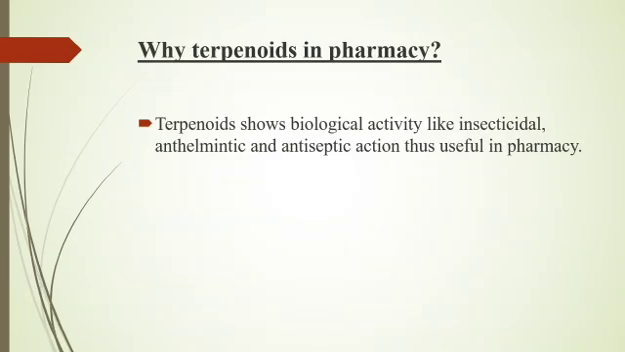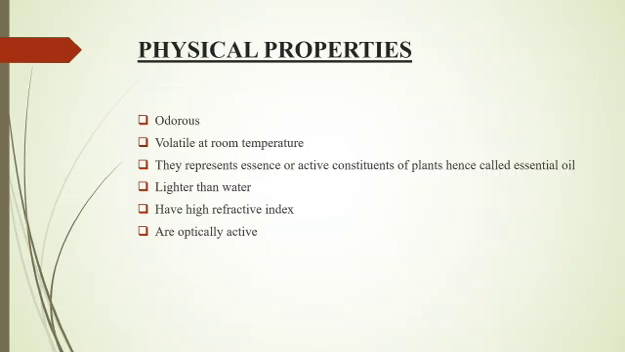Why terpenoids in pharmacy? Terpenoids show biological activity like insecticidal and antiseptic action, thus they are useful in pharmacy. What are the physical properties of terpenoids? These are odorless in nature and volatile at room temperature. They represent the essence or active constituents of plants, hence they are called essential oils. They are lighter than water, have a high refractive index, and are optically active.